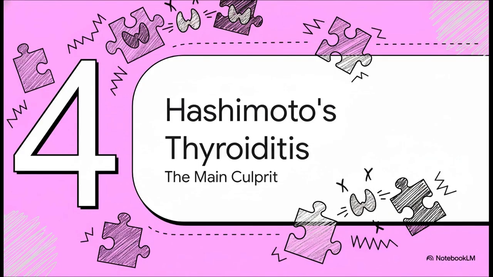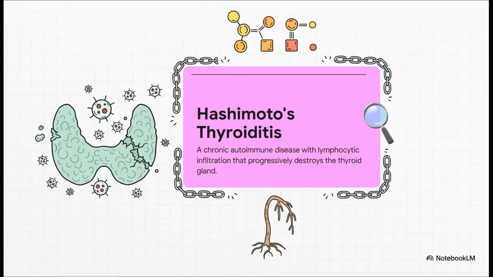Okay, so we've seen the what. We know all the signs and symptoms. Now for the last piece of the puzzle, the who. What is the main villain behind primary hypothyroidism in most of the world? And the answer is Hashimoto's thyroiditis. It's a chronic autoimmune condition where the body's own immune system basically declares war on the thyroid gland. Lymphocytes invade it and just slowly destroy it over time, leading to a gradual failure to make enough hormone.